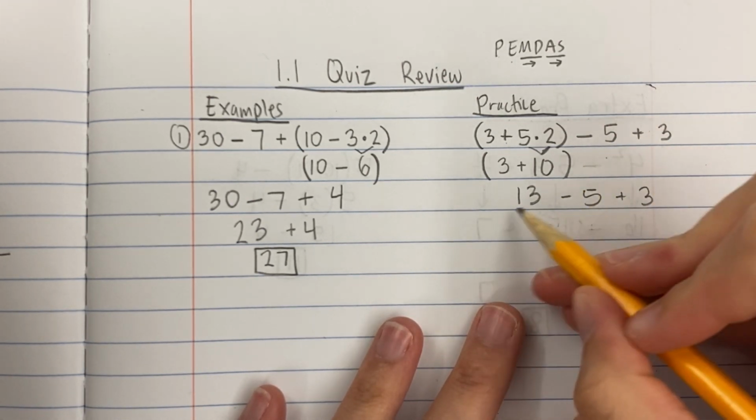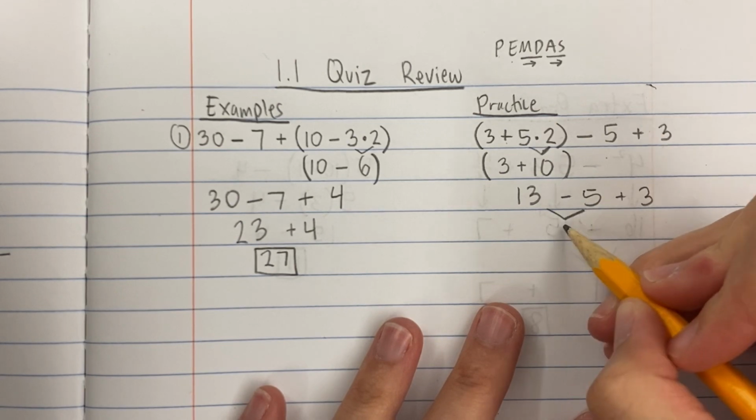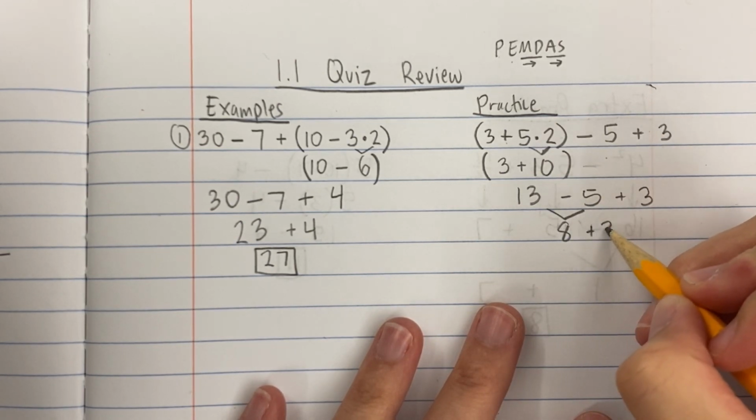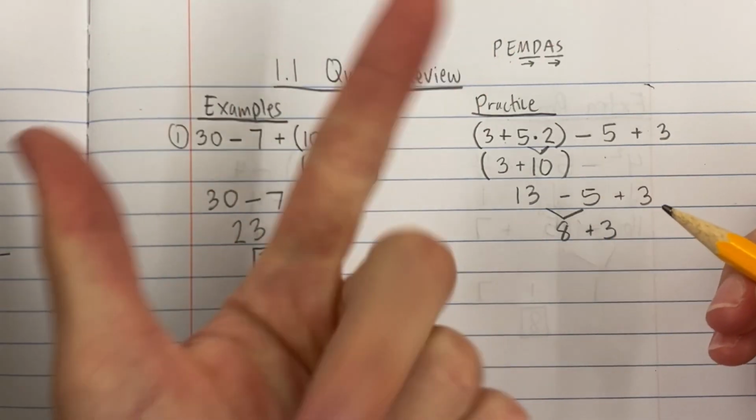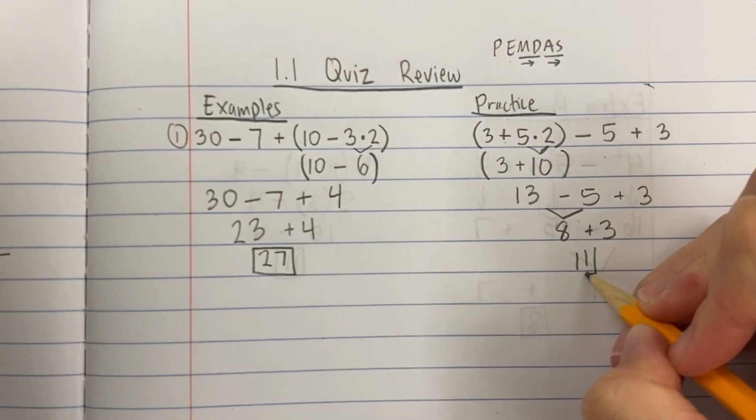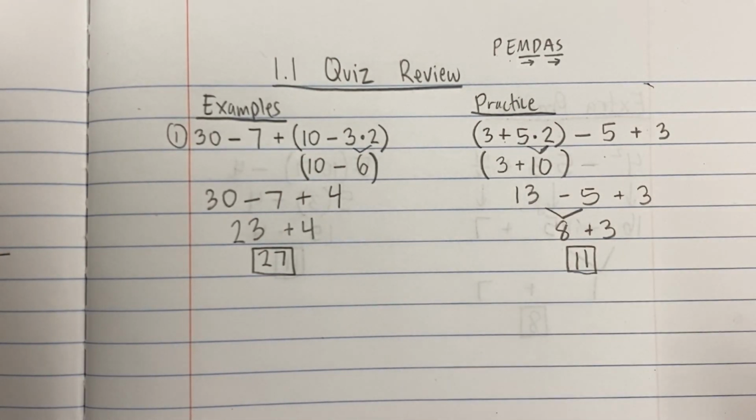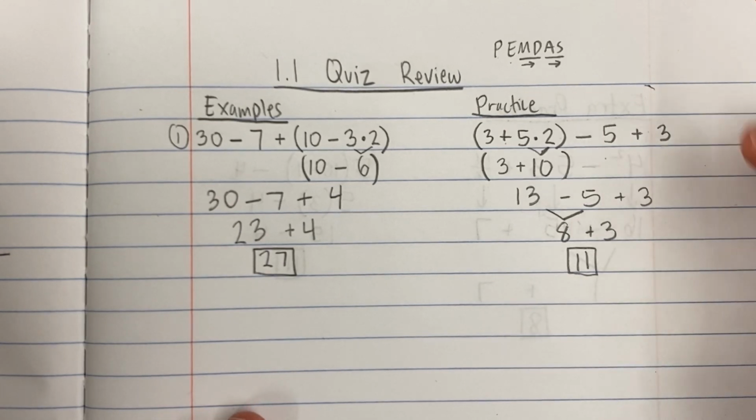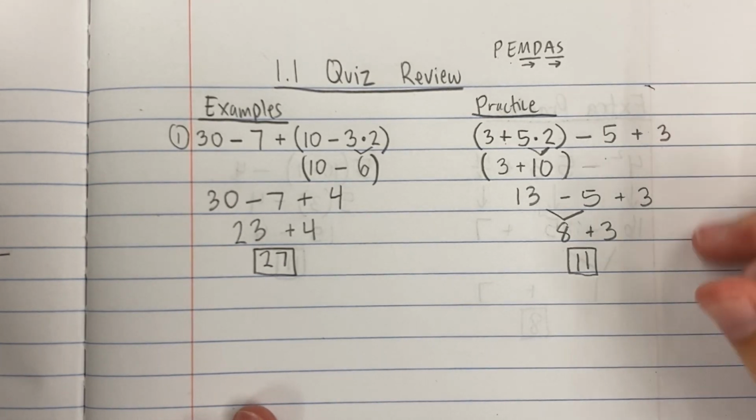Here, again, I have addition and subtraction. I work with them from left to right, so I'm going to do this. And 8, 9, 10, 11. There we go. Okay, so that's what your practice problem should look like. If you made a mistake, that's okay. Go ahead and fix it.